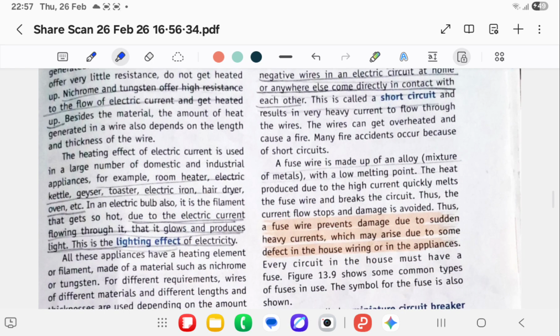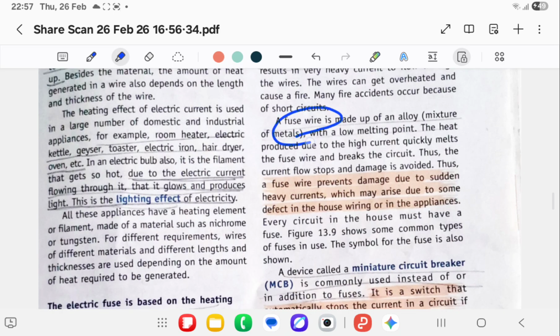ओके, so शॉर्ट सर्किट में फ्यूज वायर यूज होता है. फ्यूज वायर अलॉय का होता है जिसका लो मेल्टिंग पॉइंट होता है. क्लियर?